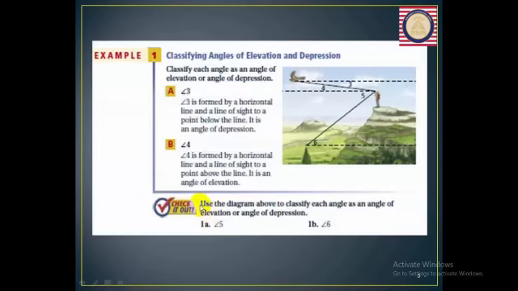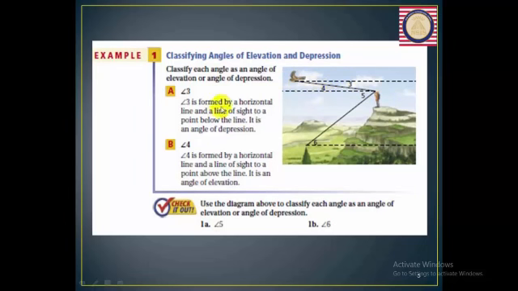And now let's return back to our session, classifying angles of elevation and depression. Look here, if I'm going to see angle 3 here, this eagle is looking downward to this person. So looking down means it's a depression angle, and this person looking upward to this eagle, so this angle is an elevation angle, and of course angle 3 equals angle 4.